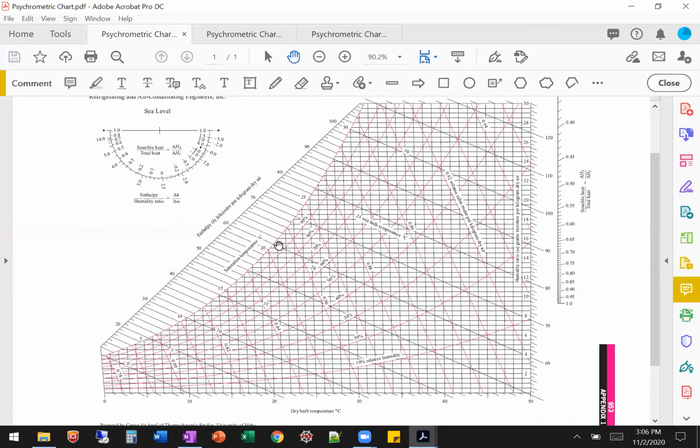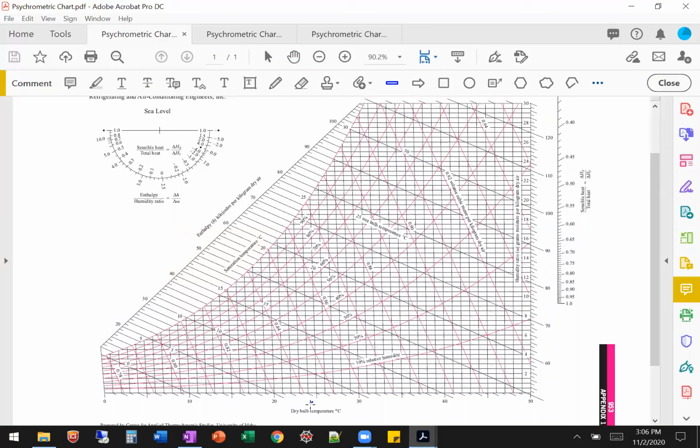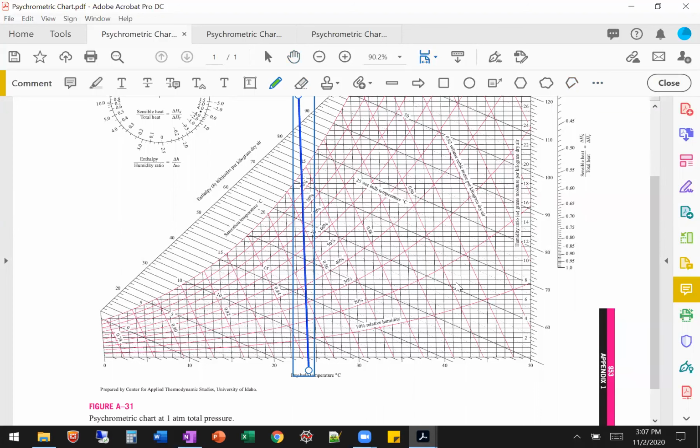So we have 24 for our dry bulb. Let's draw that. Dry bulb is down here at the bottom, and we got 24 right there. So that's our 24 degrees Celsius line, straight up.